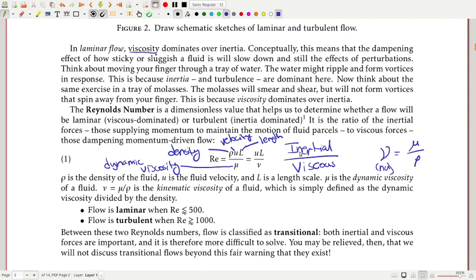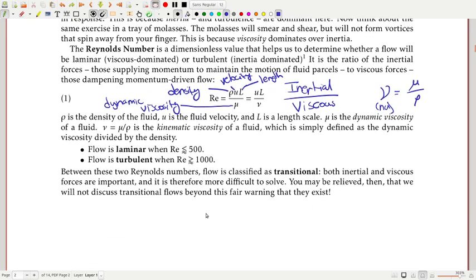And so if the inertial terms are on the top and the viscous terms are on the bottom, what that means is that when the Reynolds number is large, the inertial terms will dominate and it will become turbulent. And indeed, for open channel flows, we often see turbulent flow when Reynolds numbers are greater than approximately 1,000. We see laminar flows when Reynolds number is less than approximately 500. So between those two, we have a flow that's classified as transitional. It's complicated. You have to think about the viscous terms and the turbulence, so the inertial terms, all at once. And we're not going to do that in this class.